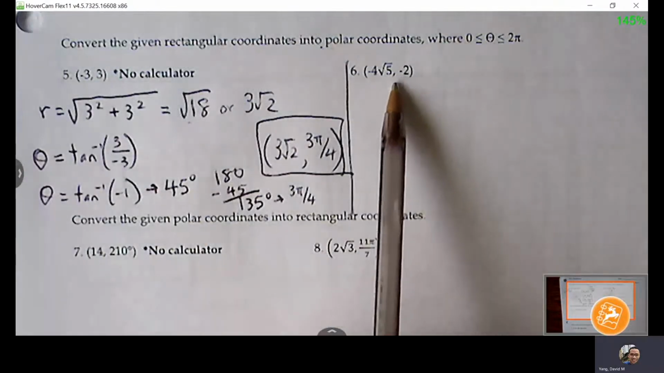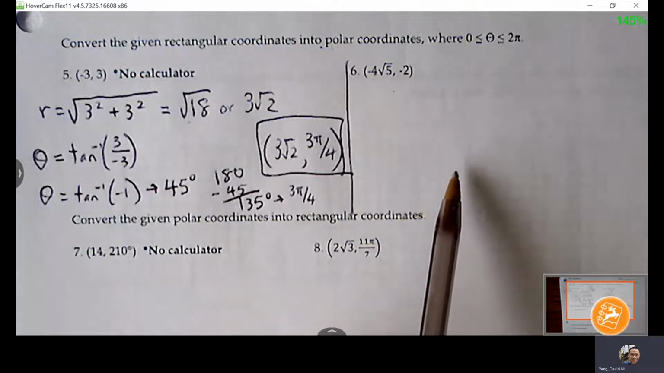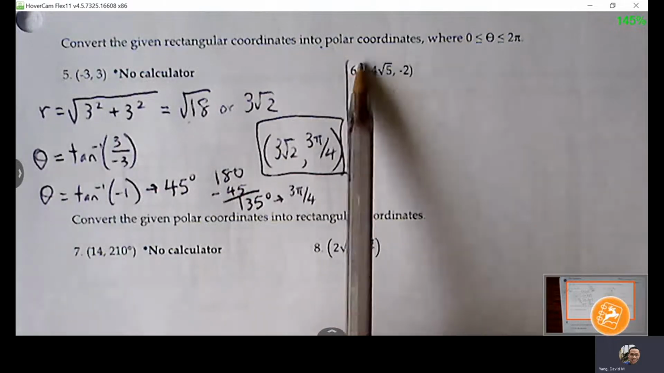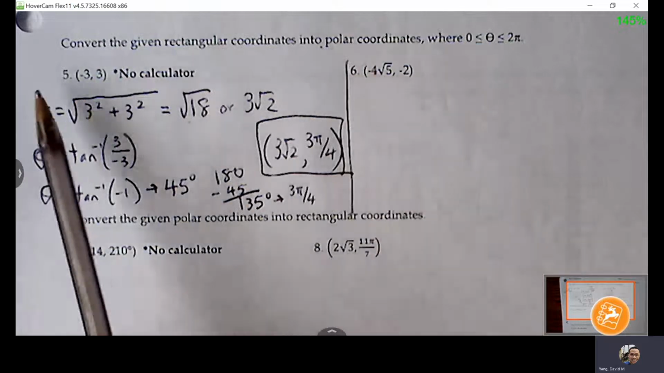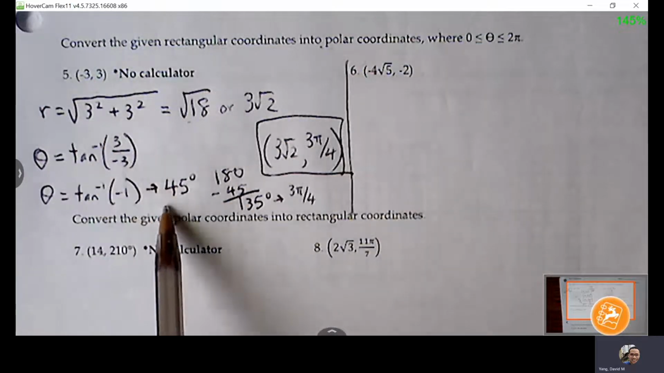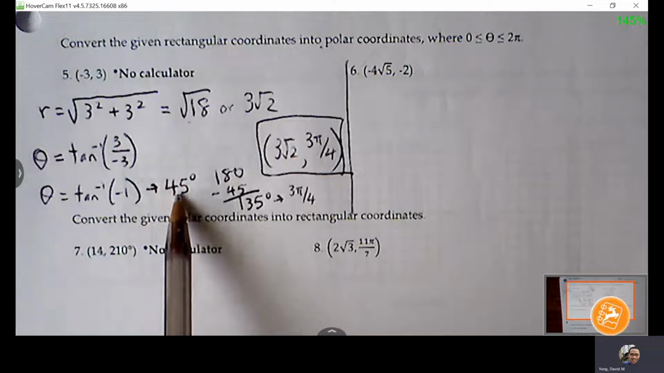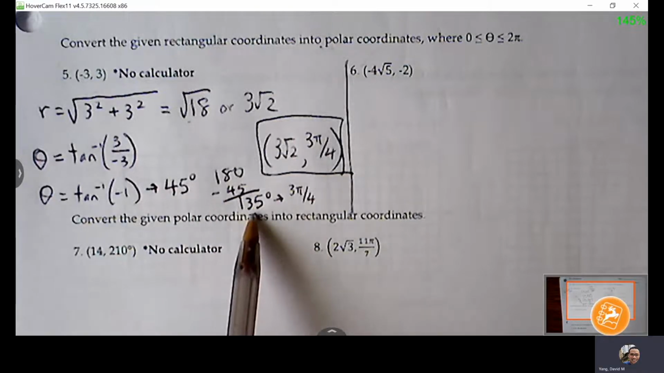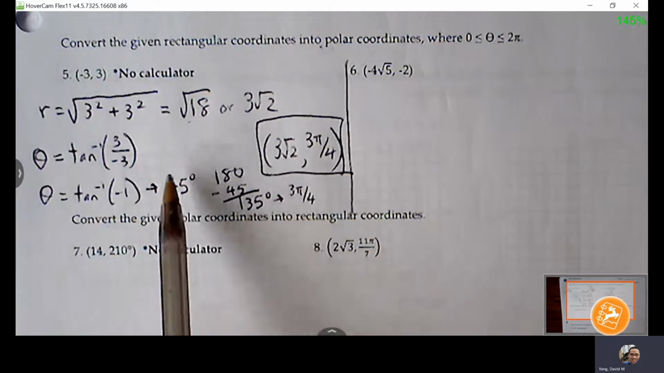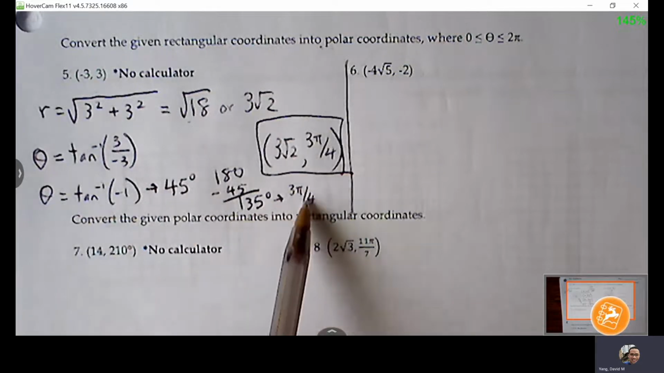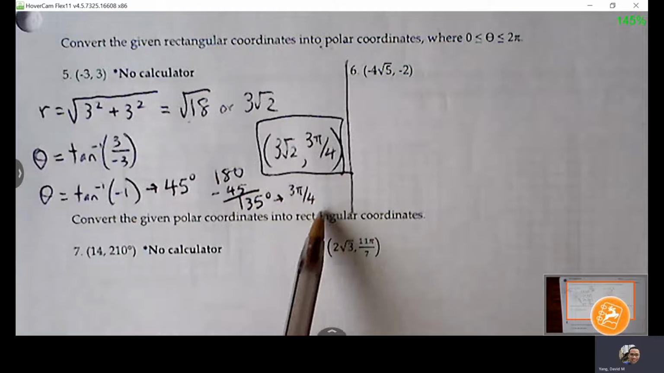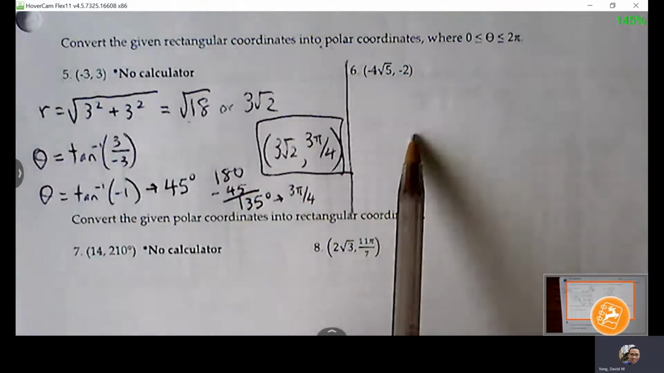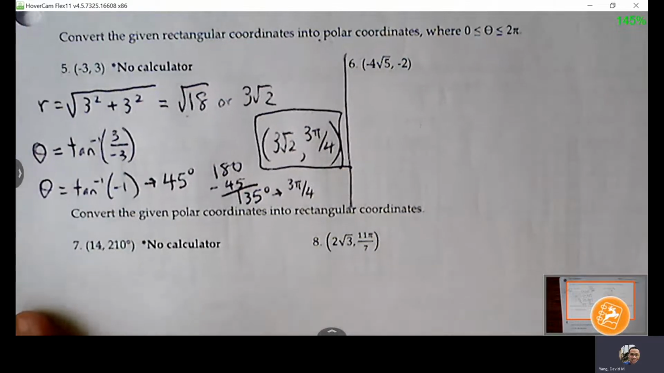Now, number 6 ends up not being a unit circle value, so it ends up being a little messy. But on the test, I'll make sure it's a unit circle value so that you can find it from the unit circle and either add or subtract 180 or 360 to get it in the proper quadrant. And then you can do everything in degrees and convert it to radians, or do everything in terms of pi. Okay, so let's skip number 6 for now. Let's try number 7.